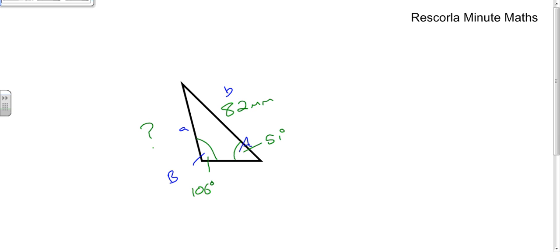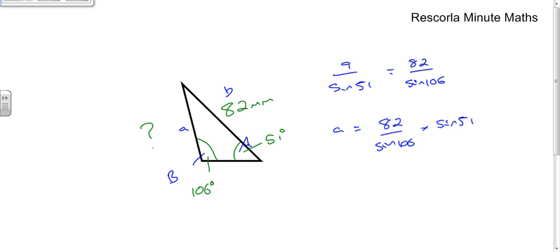So we're going to write down A over sin 51 equals B, which is 82 millimeters over sin of 106. You then say A equals 82 over sin 106 times by sin 51. And that gives us 66.29 millimeters. Well done if you got that.